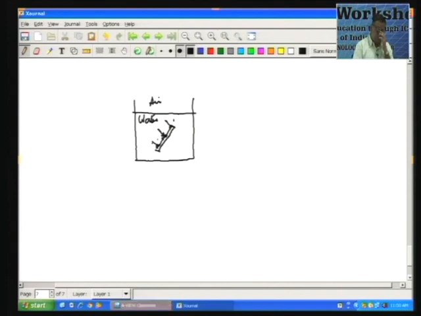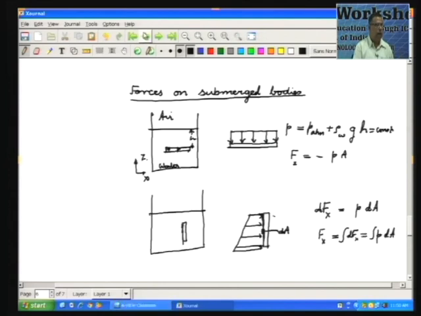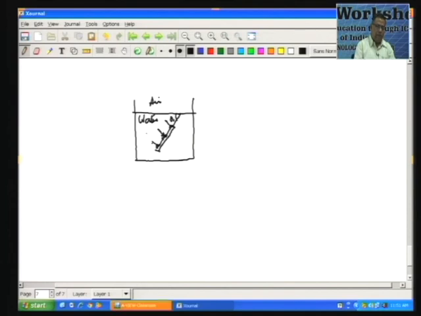So, we are going to derive expressions for the net force on such a surface, and if I say this angle is theta, the first case which we looked at corresponds to theta equal to 0 and the second case corresponds to theta equal to 90. Now, we can also look at curved surfaces.